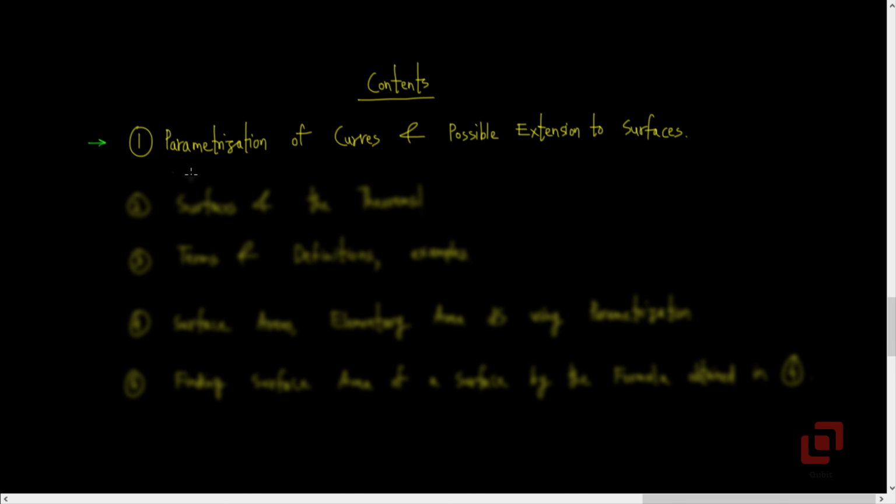The first point that we are going to talk about is the parameterization of curves. For those who have already watched our video, this will be a revision for them. We will then talk about the possible extension of this idea to surfaces. We will also compare the ways to represent curves and the surfaces using the Cartesian coordinate system.